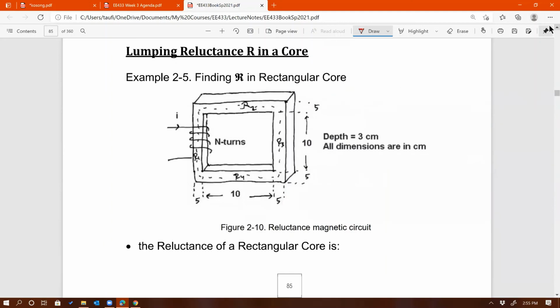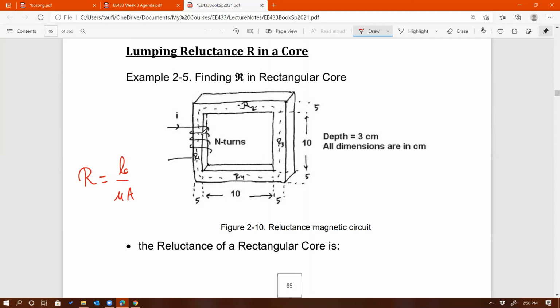And then lumping reluctances in the core. If you have a core that is shaped like this, each single side of the core will have its own reluctance. So remember, what is the equation for reluctance? L over mu A, right? So the mu is going to be the same, because that's the same core. The same core means the same mu. So if you look at every single side, there are four sides.